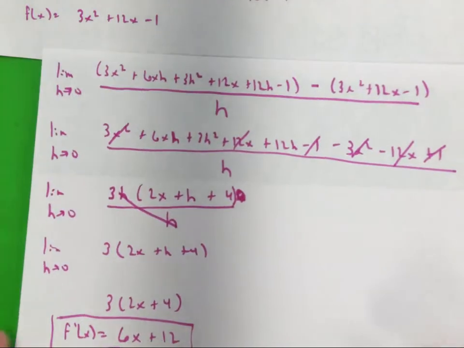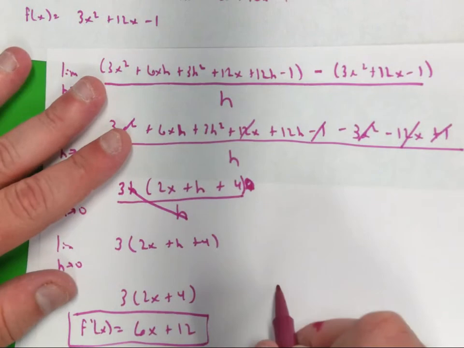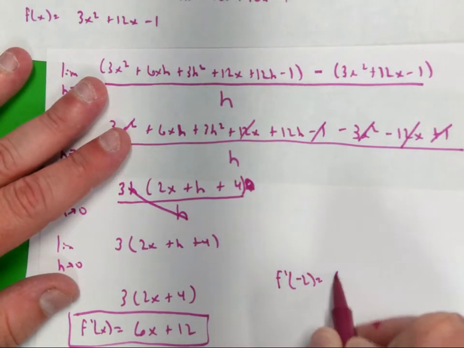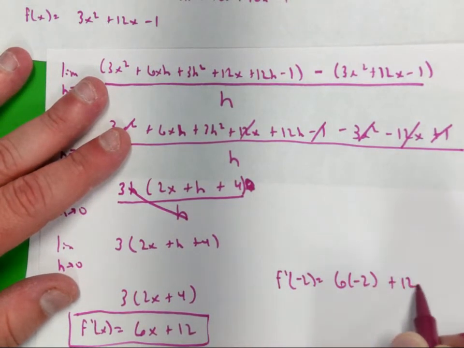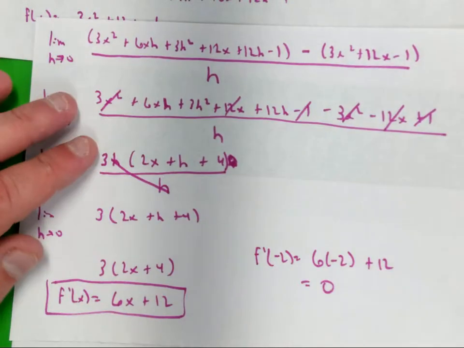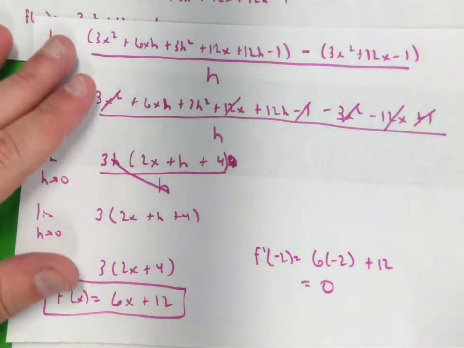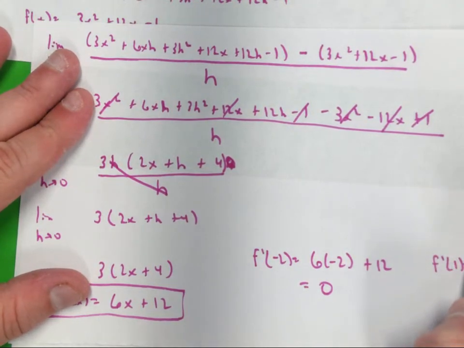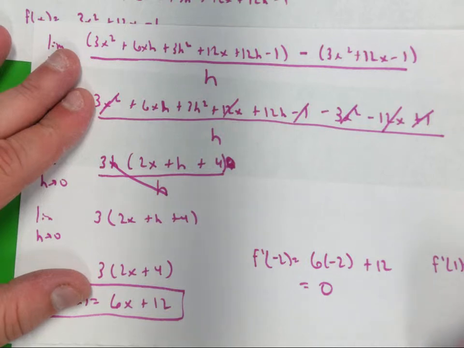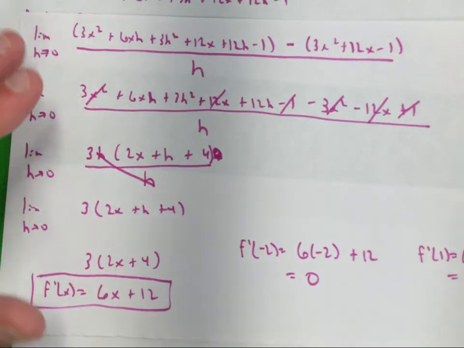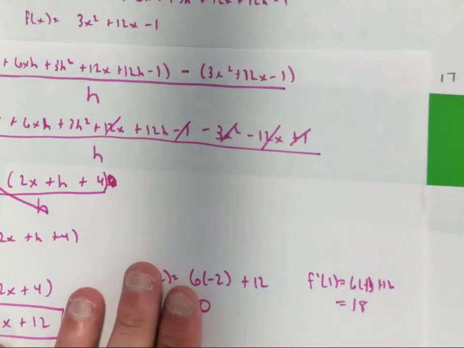Alright, so if I asked you to find where x equals -2, f prime of -2 equals 6 times -2 plus 12, that gives me 0. So what does that mean is going on in the graph right there? We're doing what at some point? Turning. You're going from increasing to decreasing. And then f prime of 1. 6 times 1 is 6 plus 12 is 18. That means it's increasing.